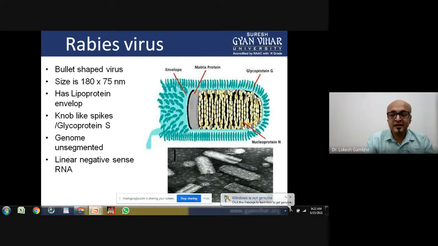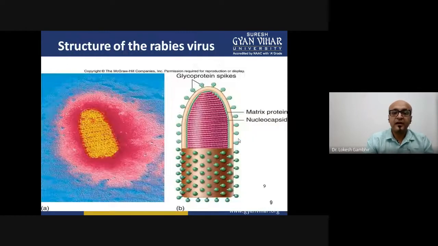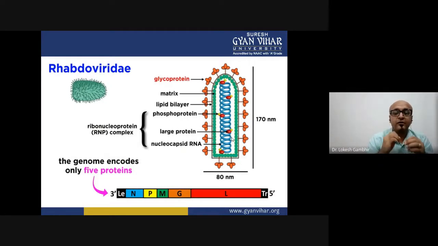The width of this virus particle is 75 nanometers, whereas the length is somewhere around 180 nanometers. So it's a very small virus, and a very simple virus. It gives you a representation of a bullet, which is formed because of the accumulation of different proteins and the RNA molecule. And if we look at an in-depth analysis of what kind of proteins are present in this virus, then let us see here.